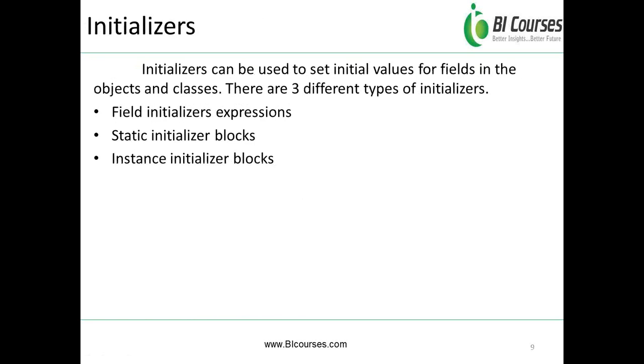Next concept is initializers. Initializers can be used to set initial values for the fields in objects and classes. Fields means, if we have one class called Test and in the Test class we have variables a, b, c, these are the fields. If we want to set initial values when the object is created, that is known as initializers. There are three different types of initializers: one is field initializer expressions, second static initializer blocks, third instance initializer blocks. We will discuss each of these initializers.